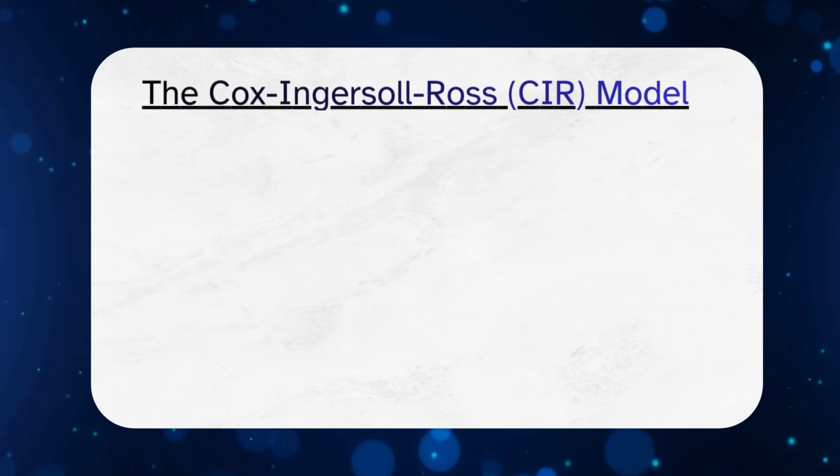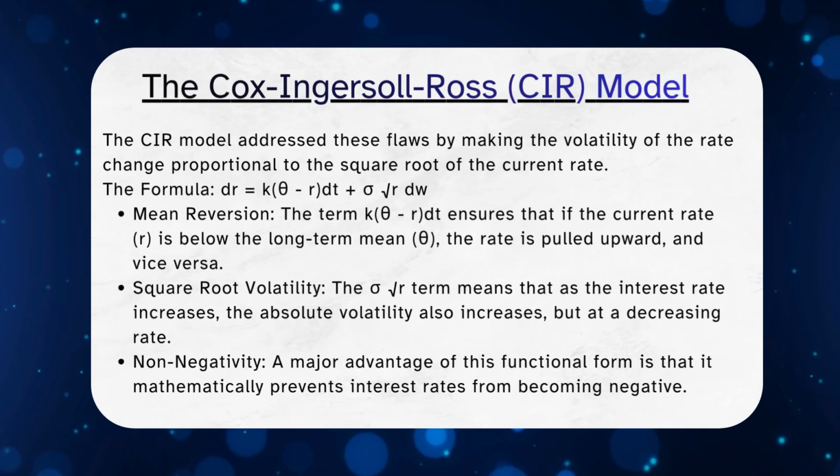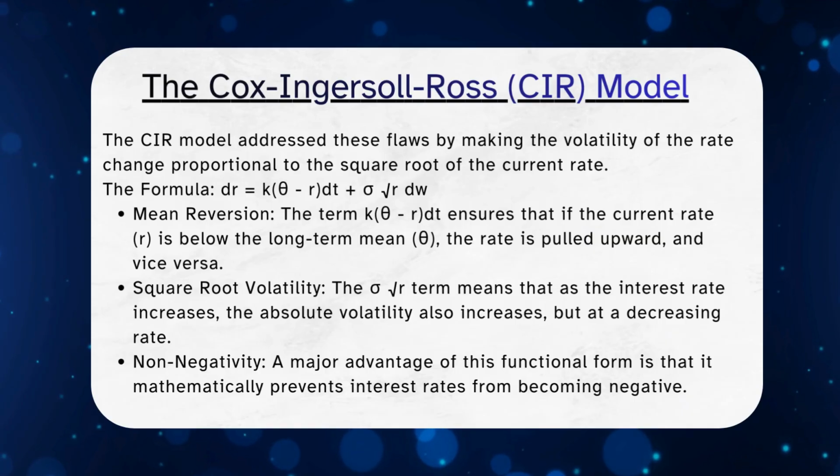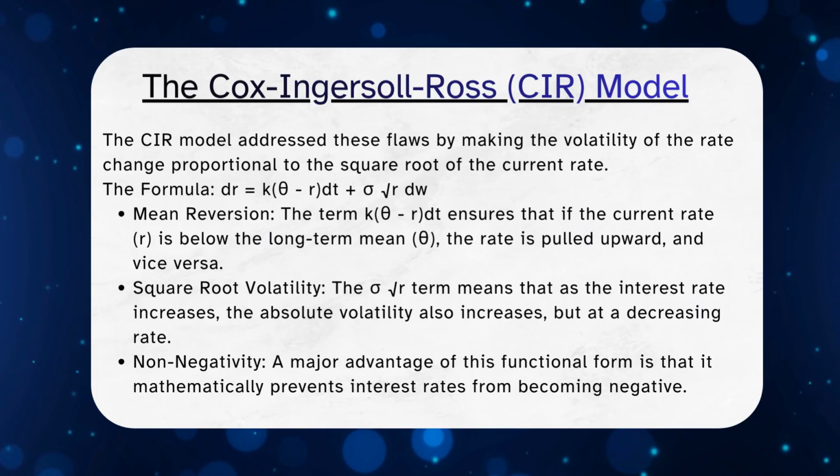To solve this, we turn to the Cox-Ingersoll-Ross, or CIR, model. This model introduces a more realistic way to look at rate changes. Its core innovation is making basis point volatility proportional to the square root of the current rate. Let's look at the formula.